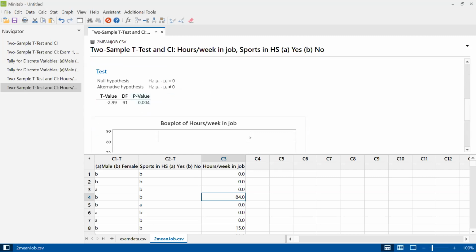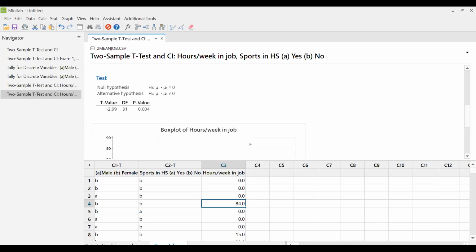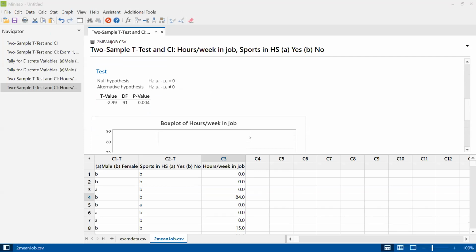Our p-value is 0.004. So for high school sports, yes, no, the p-value is equal to 0.004. That is like a fraction of a percent. That's less than 1%, so certainly less than 5%. So we have strong evidence of a difference.